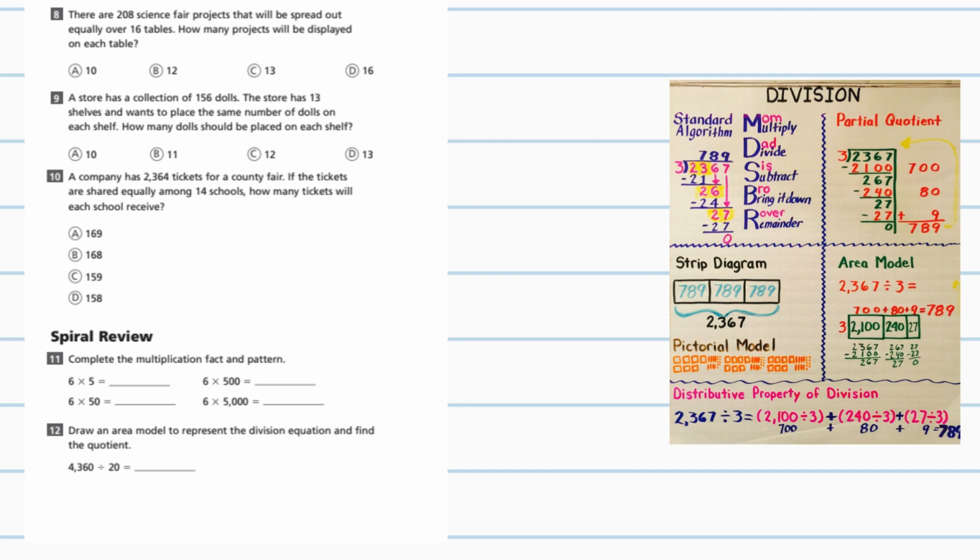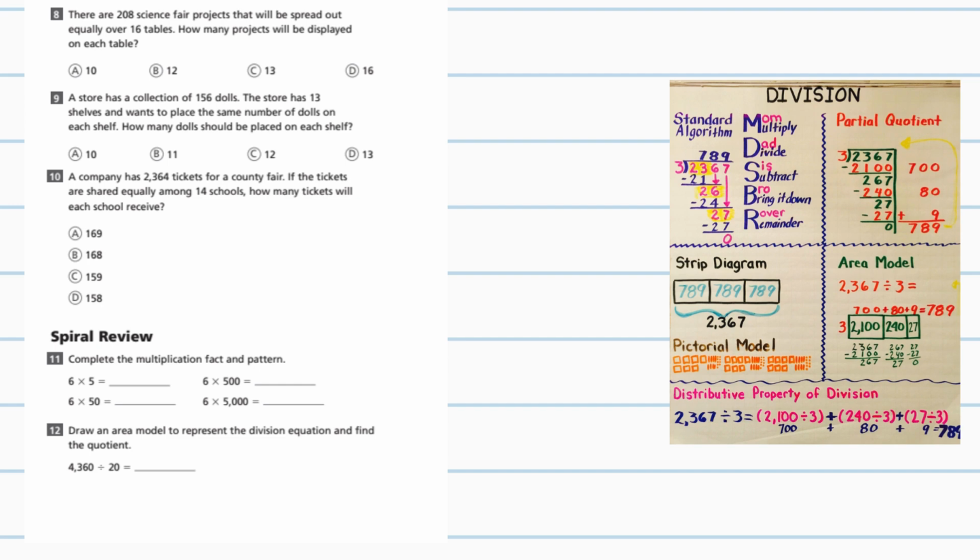Number 10. A company has 2,364 tickets for a county fair. If the tickets are shared equally among 14 schools, how many tickets will each school receive? 2,364 divided by 14. For the spiral review, students should be able to give me these answers.